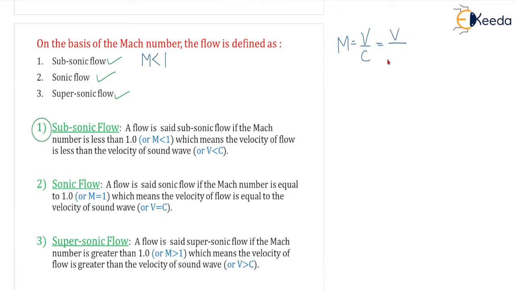C is also written as root gamma RT. Velocity of sound is also written as root gamma RT for the adiabatic process we have seen, correct? And it's a non-dimensional parameter.